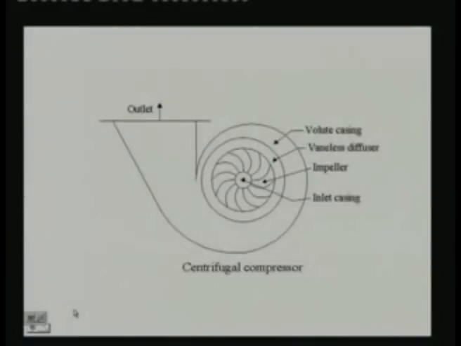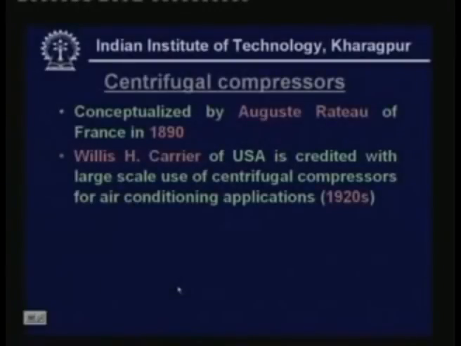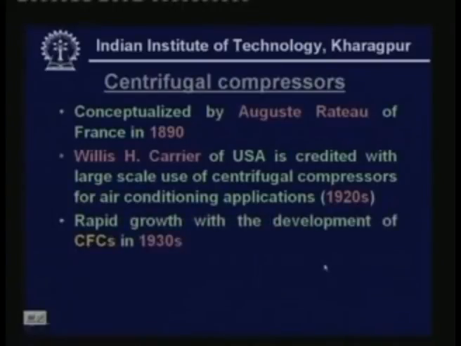One advantage of this type of compressor is that since it is a steady flow machine, you do not have many vibrations like what you see in a reciprocating type of compressor. As I mentioned, this was conceptualized in 1890. And in the 1920s, this was actually perfected by Willis Carrier in the USA, and he used these compressors for air conditioning applications to start with. Nowadays, of course, these are also used in large refrigeration plants, and there was a rapid growth of these compressors in the 1930s with the invention of CFCs.